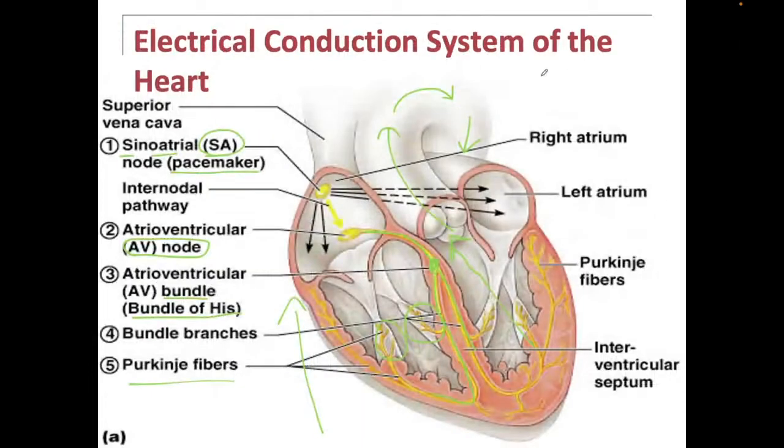So we have depolarization, the D for depolarization, and the R for repolarization. When you're depolarizing, the heart's contracting, we call that systole. During the repolarization, that's called diastole. So during depolarization, that's called systole.